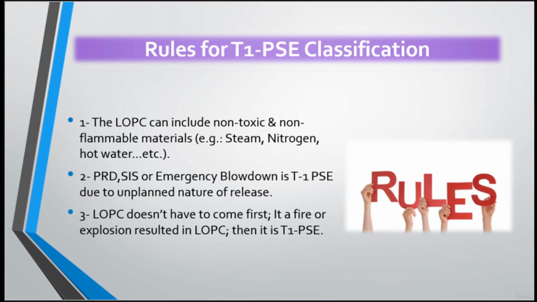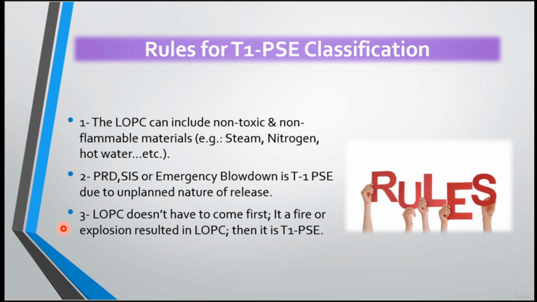First rule, the LOPC or loss of primary containment can include non-toxic, non-flammable materials such as steam, nitrogen, hot water. So it's not exclusive to highly hazardous chemicals. Number 2 is that pressure relief devices, safety instrumented systems, or emergency blowdowns are tier 1 process safety events due to the unplanned nature of the release. The third rule is that the loss of primary containment doesn't have to come first. If a fire or an explosion resulted in a LOPC, then it's a tier 1 process safety event.